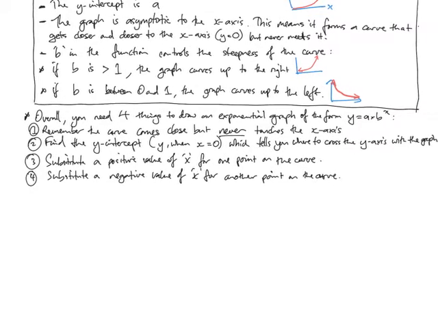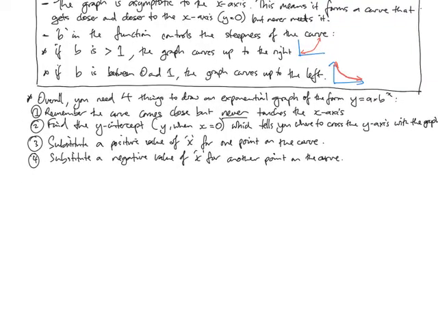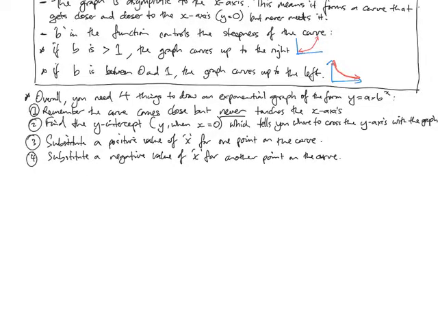So that's another way to help you out drawing this graph if you're not familiar with exponential functions. Overall, you need 4 things to draw an exponential graph with the form y is equal to a times b to the power of x. 1, remember the curve comes close but never touches the x-axis. 2, find the y-intercept, y when x is equal to 0, which tells you where to cross the y-axis with the graph, so that will give you one starting point.